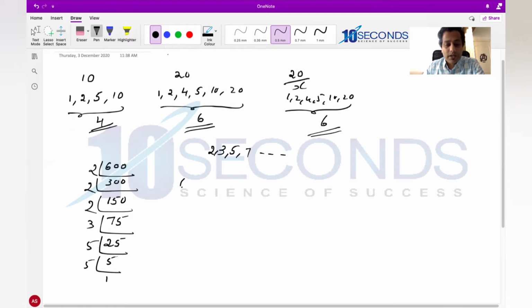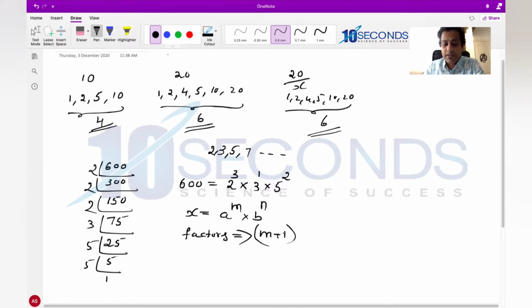All right. So 600 equals 2 is there 3 times, so 2 cube. 3 is there only once, so it is 3 power 1. 5 is there 2 times, so it is 5 power 2. So remember, if x equals a power m into b power n into c power y and so on, or you can take only a and b. If x equals a power m into b power n, the number of factors is m plus 1 into n plus 1. Remember, take the power, add 1, take the next power, add 1.